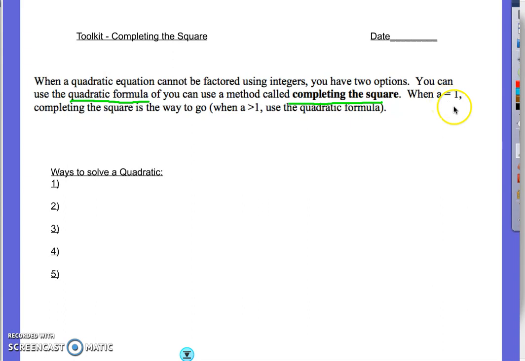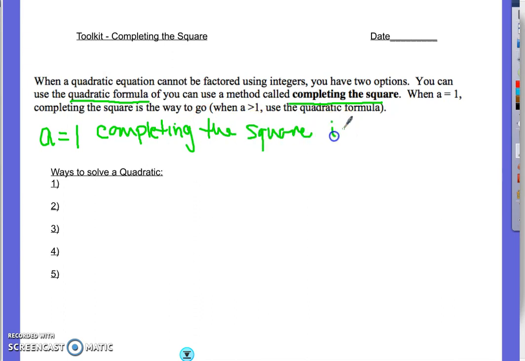Okay. I want to write that down. You don't have to copy this paragraph, but you do need to write this. A equals 1, completing the square is best. Okay. And then this part, of course, you can copy too. When a is greater than 1, we can use the quadratic formula.